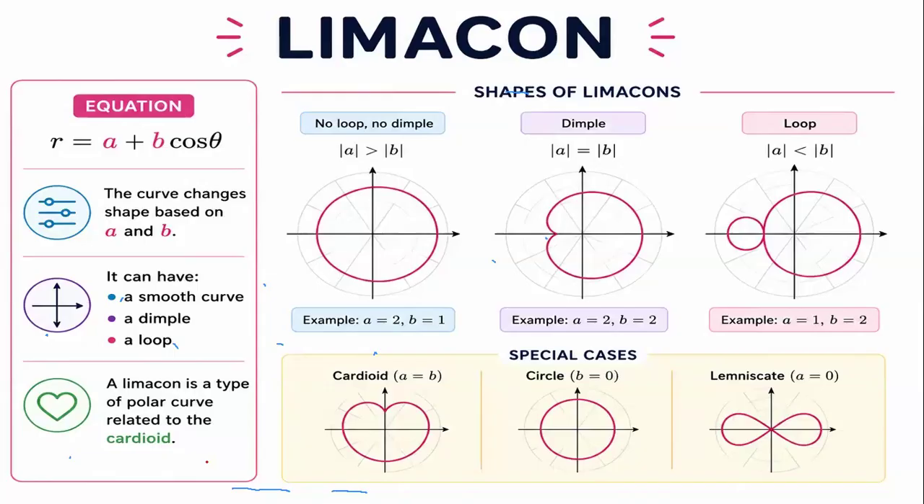We have the coordinate where a is equal to b. That shape is similar, you can say, to a heart. And we have the exact circle where the b value is equal to 0. And as we mentioned before, the lemniscate where a is equal to 0 gives you a perfect 8 or infinity sign. Next slide.